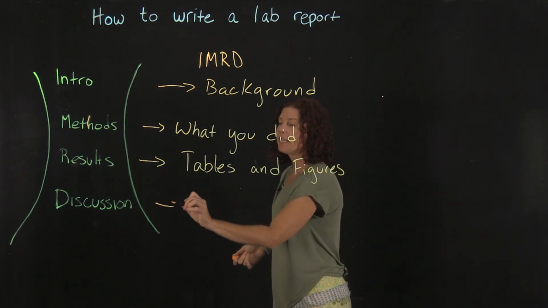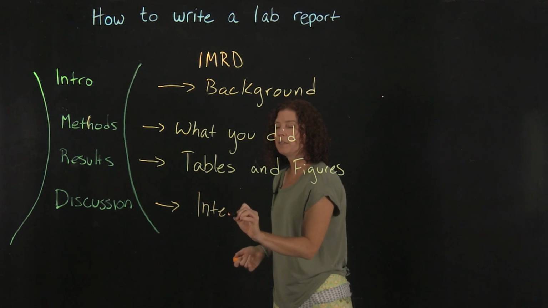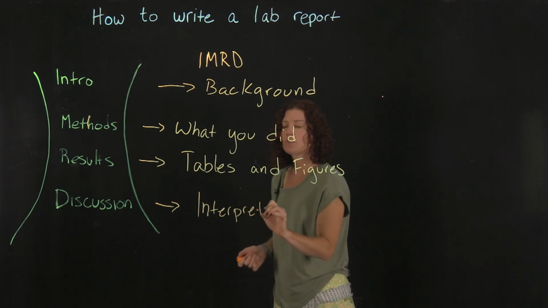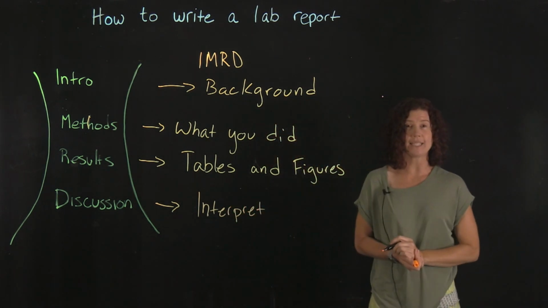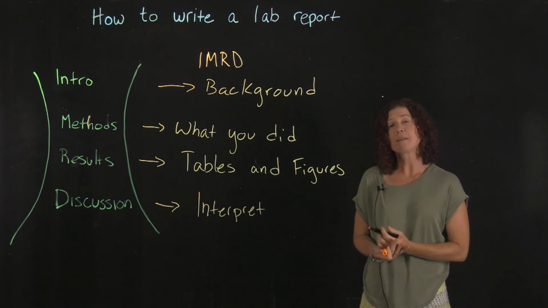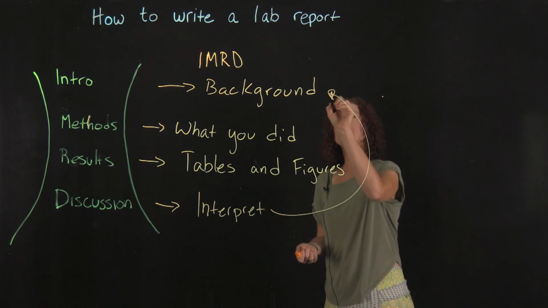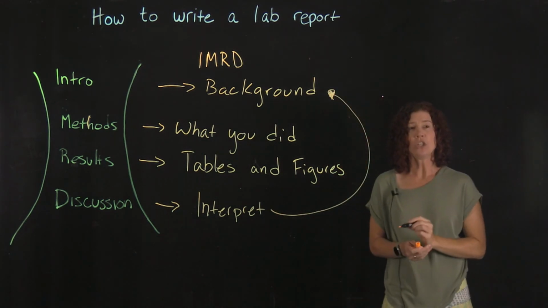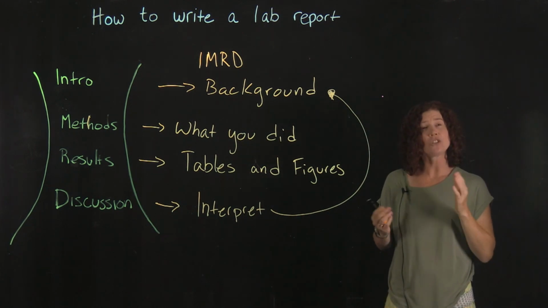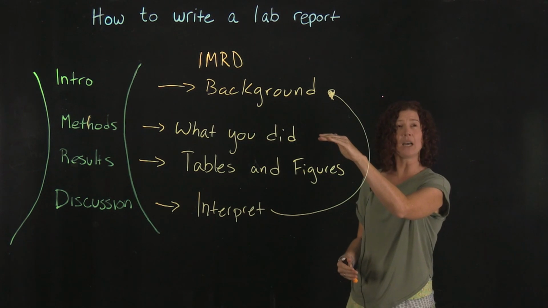And then finally, you're going to have your discussion. This is where you interpret, okay, and you describe the implications of that data. So what is the meaning of the data, and how does it relate back to what we did in the background section? So, for example, in the introduction, I talked about water quality. I collected some data on water quality.